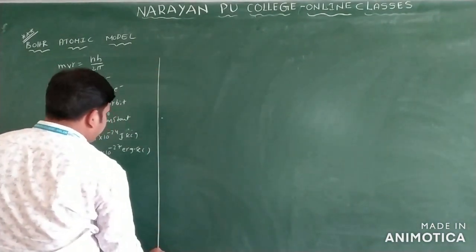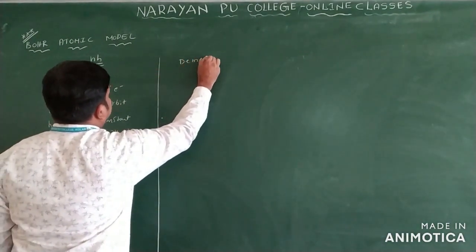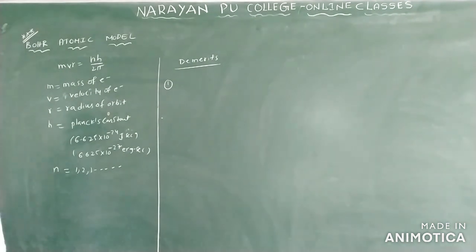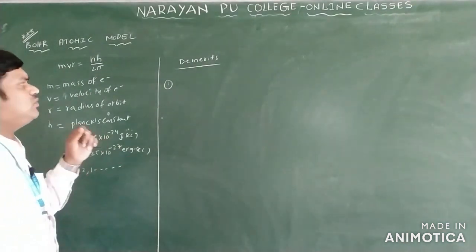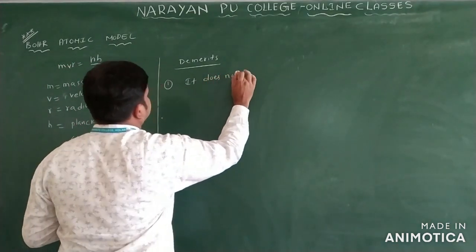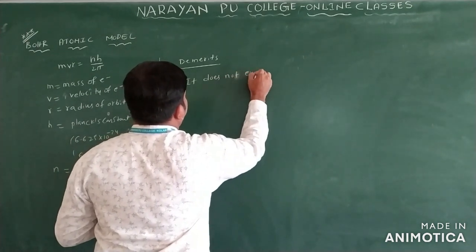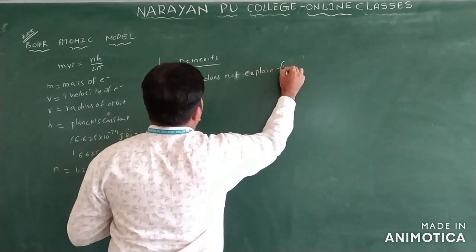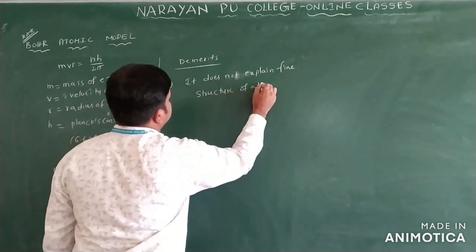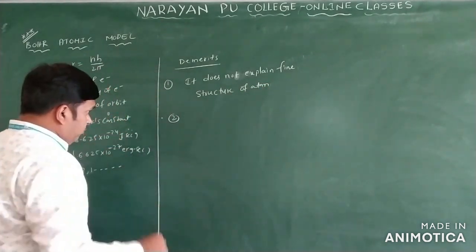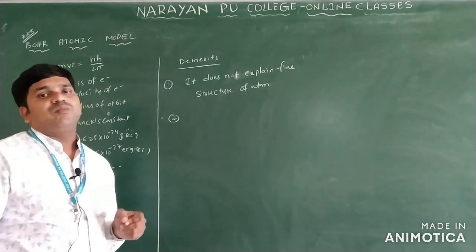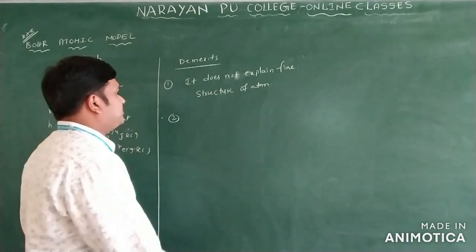Next we can see the demerits only. What are the demerits of the Bohr model we have? It does not explain the fine structure of the atom only. This is the first drawback we have. It does not explain the fine structure of the atom. And the next point here, the Bohr model would not explain the spectrum of an element containing more than one electron only.